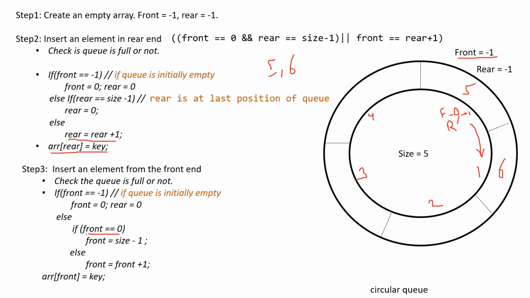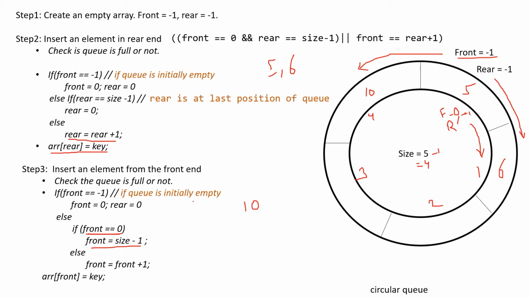Now, how will it happen? You see here, front = size - 1. So what was the size? 5. 5 minus 1, right? This answer will be 4. So our front will move from there to this location. And then if you are inserting an element 10, it will get inserted here without any issue. So see, the rear is moving in this direction during insertion, while the front is moving in this direction during insertion. So this is the way we insert an element from the rear end or from the front end.